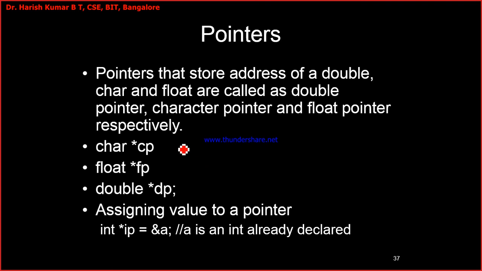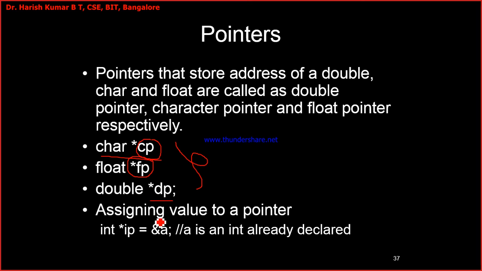Now how do you create a pointer to a character variable? Something like this: char star CP. This can hold only the address of another character variable. Then float star FP is the float pointer, and this can hold the address of another float variable. And double star DP can hold the address of another double variable. This is how you can create pointers of various types.